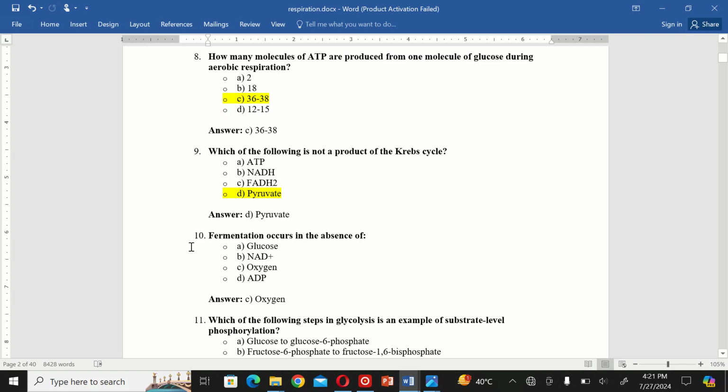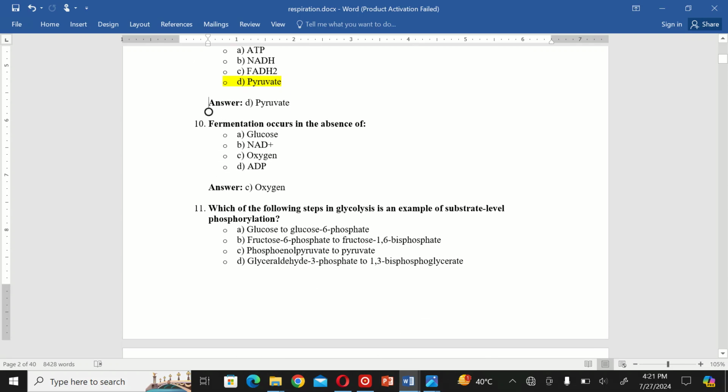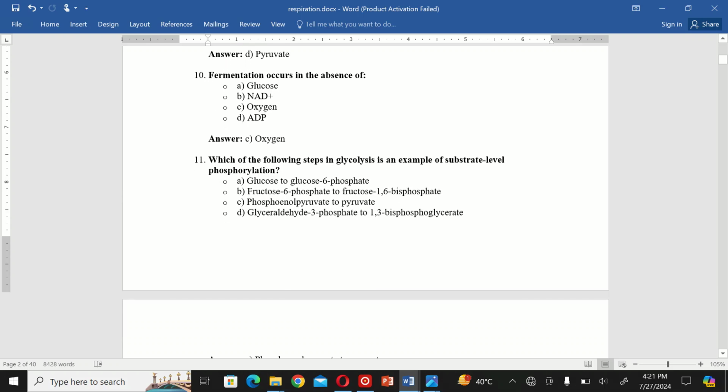The next MCQ is: fermentation occurs in the absence of A. Glucose, B. NAD plus, C. Oxygen, D. ATP. So the correct option is C, oxygen.